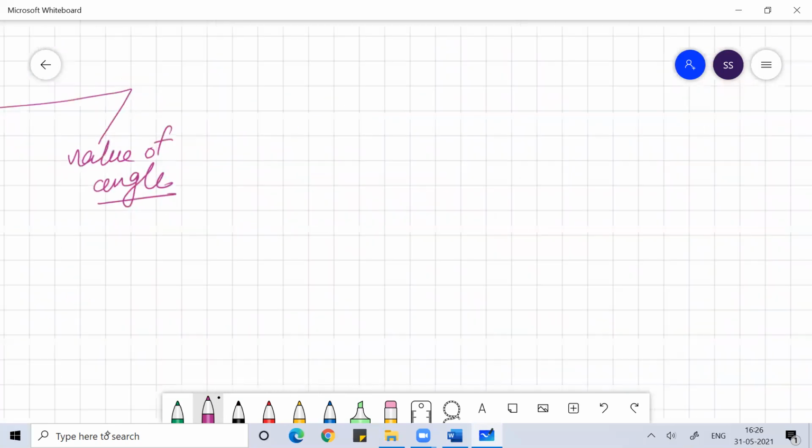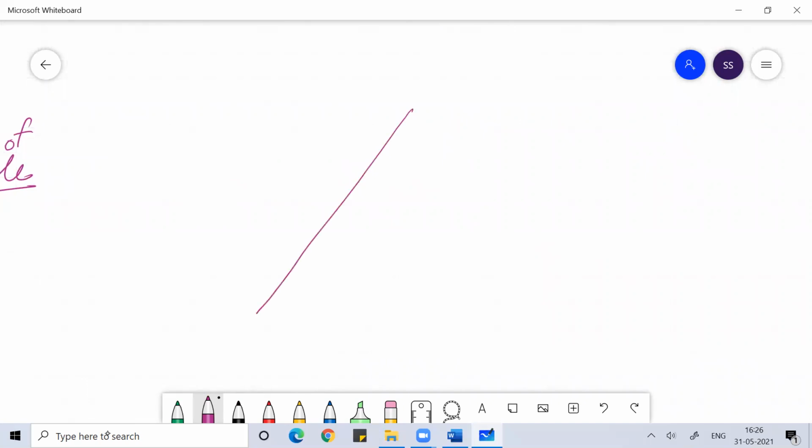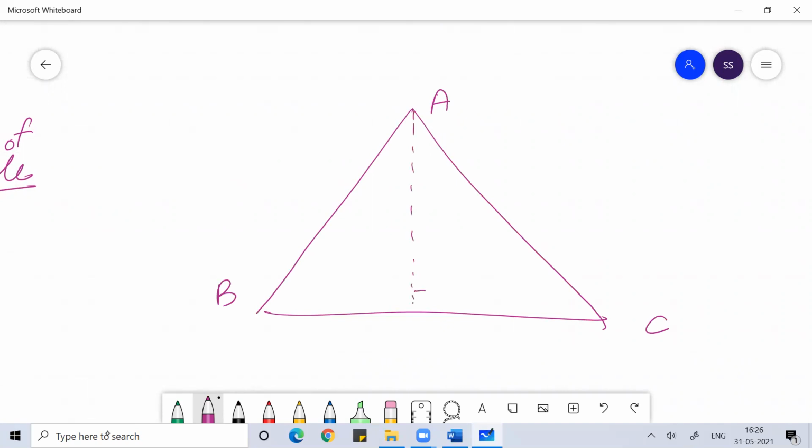Now just understand, this is an isosceles triangle. These two sides are equal, and if these two sides are equal, this angle will also be equal. Now if you draw a perpendicular on this isosceles triangle, it will always bisect the base. This is a theorem. You can prove it.